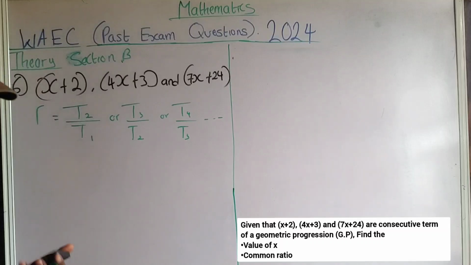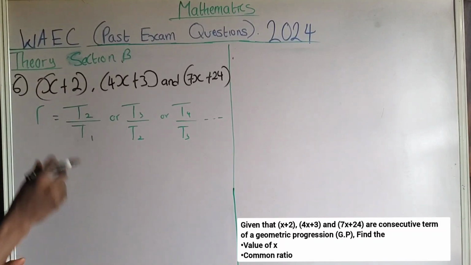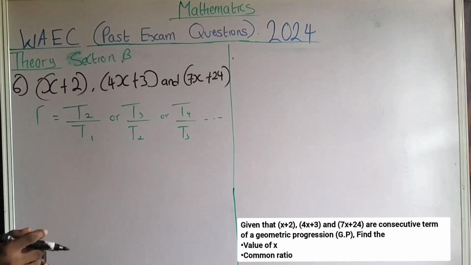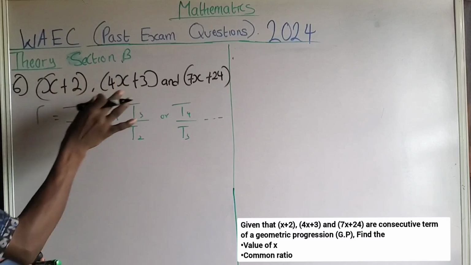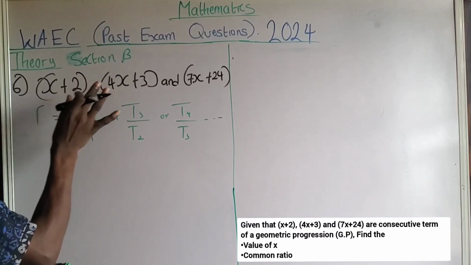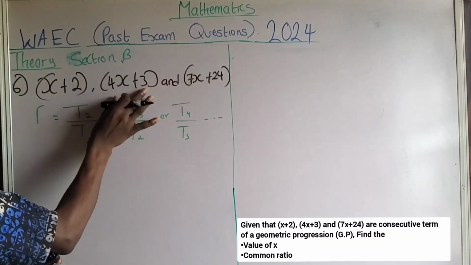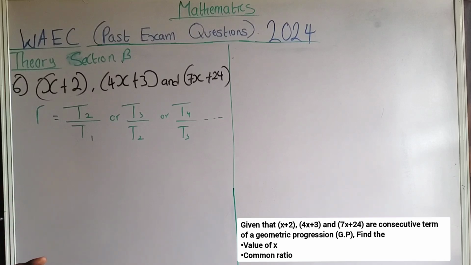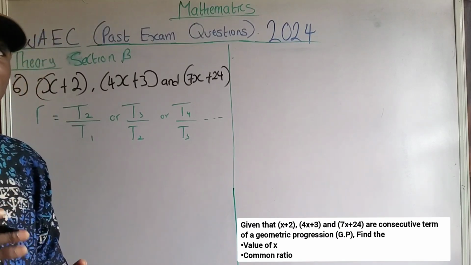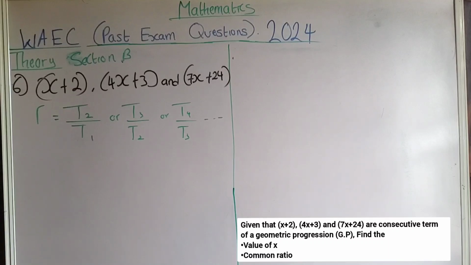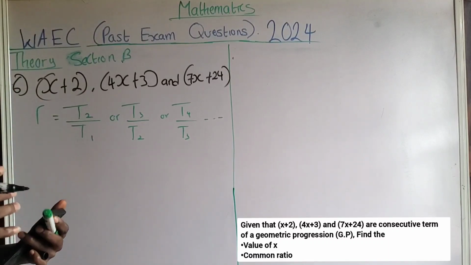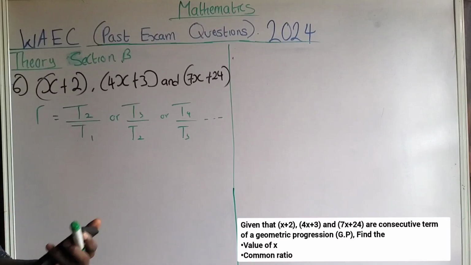You understand? Since we know that these are consecutive terms, if I divide this term by this term, it will be equivalent to this term over this term. Listen to the explanation again. A geometric progression is a kind of progression that differs by a constant common ratio. When you take the ratio of two successive terms in the geometric progression, you are going to arrive at the same answer.